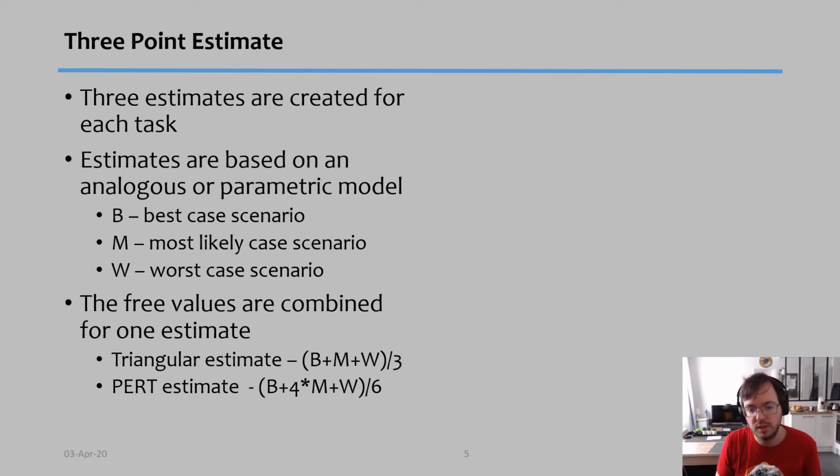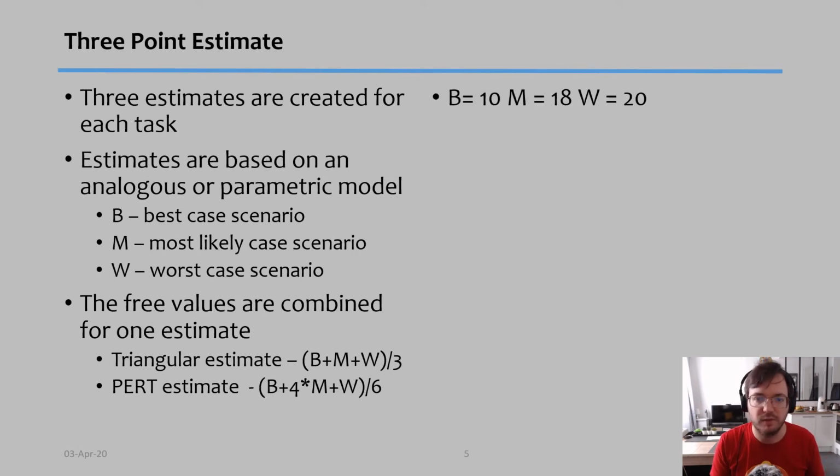And why do I prefer this one over the previous one? Because in the triangular estimate, you are giving the same importance to the best case scenario, to the worst case scenario, and to the most likely. But if it's the most likely, shouldn't the most likely have a higher degree of importance in the calculation? And that's why I like the PERT estimate, because it gives a higher degree of importance to the most likely case.